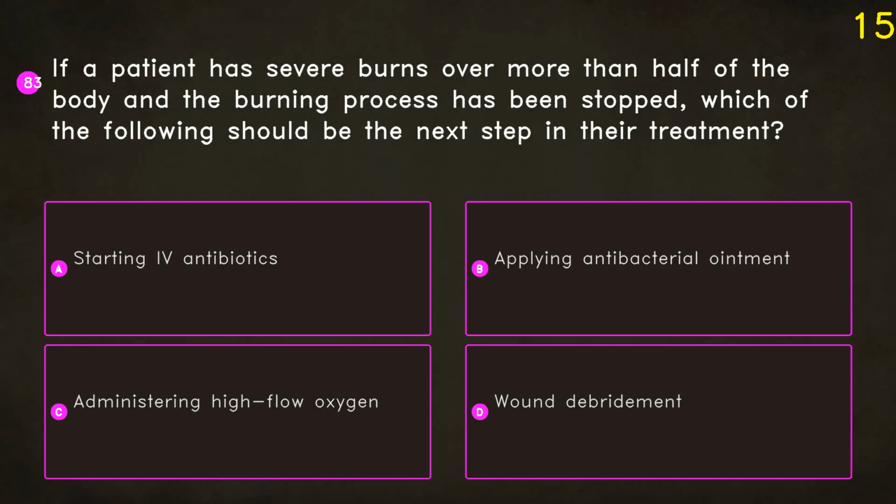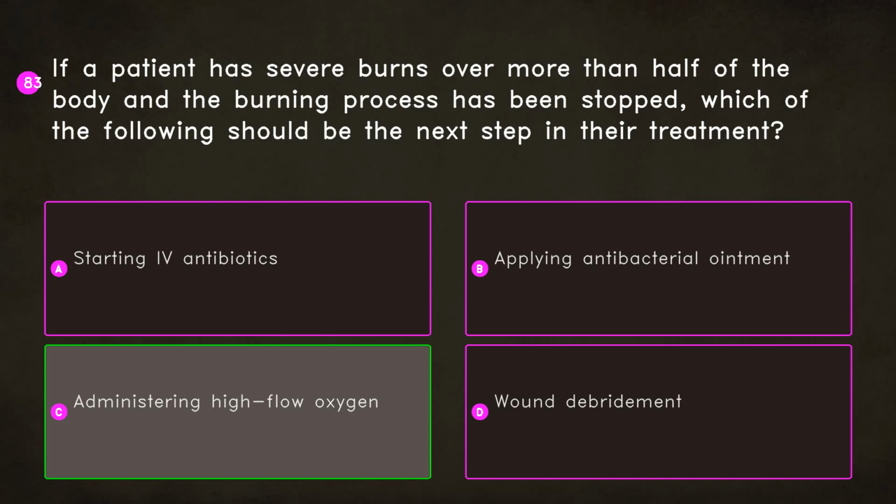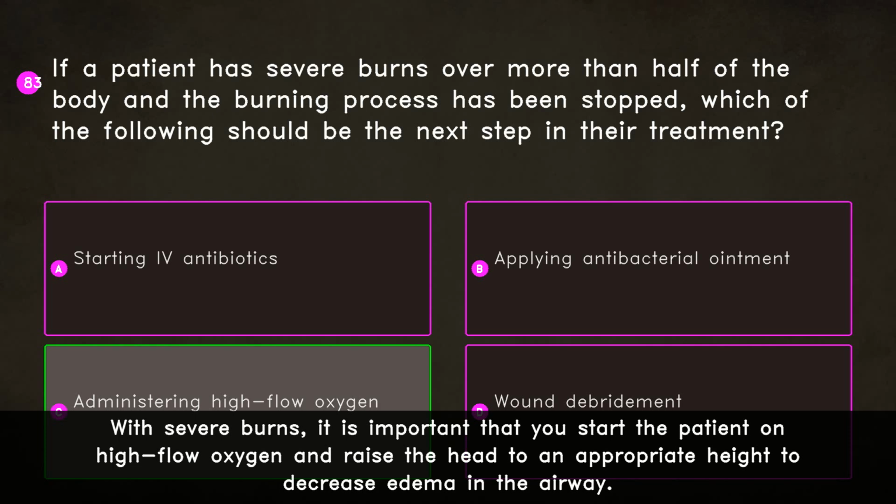Question 83. If a patient has severe burns over more than half of the body and the burning process has been stopped, which of the following should be the next step in their treatment? A. Starting IV antibiotics, B. Applying antibacterial ointment, C. Administering high-flow oxygen, D. Wound debridement. The correct answer is administering high-flow oxygen. With severe burns, it is important that you start the patient on high-flow oxygen and raise the head to an appropriate height to decrease edema in the airway.